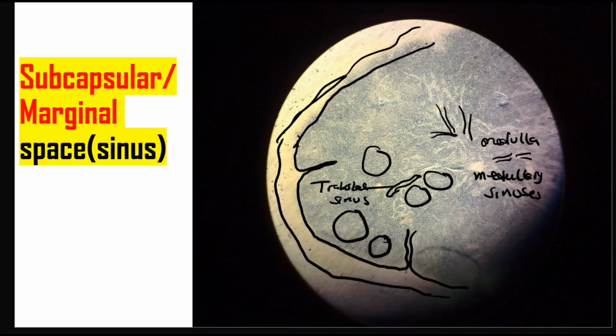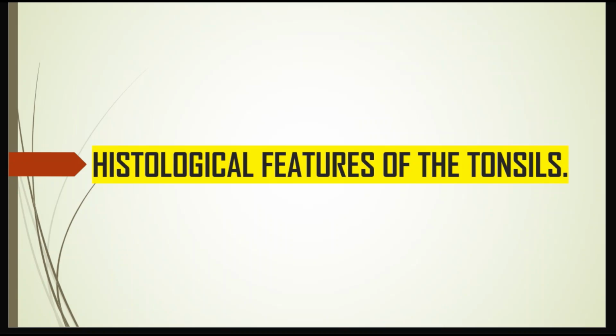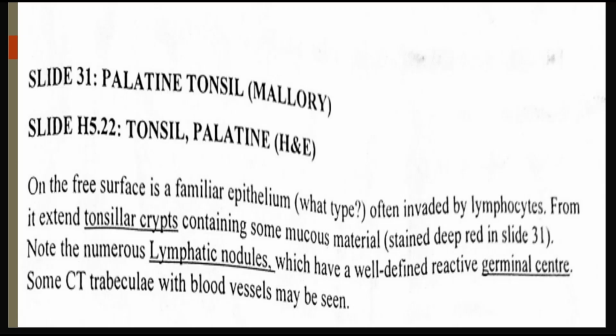All right. Let's move on to the histological features of the tonsils. On the free surface of the tonsils is an epithelium, which is invaded by lymphocytes. From the capsule, you have extended tonsillar crypts containing some mucous material. Note the numerous lymphatic nodules, which have a well-defined germinal center, and some connective tissue trabeculae with blood vessels may be seen. So now let's look at the tonsil.